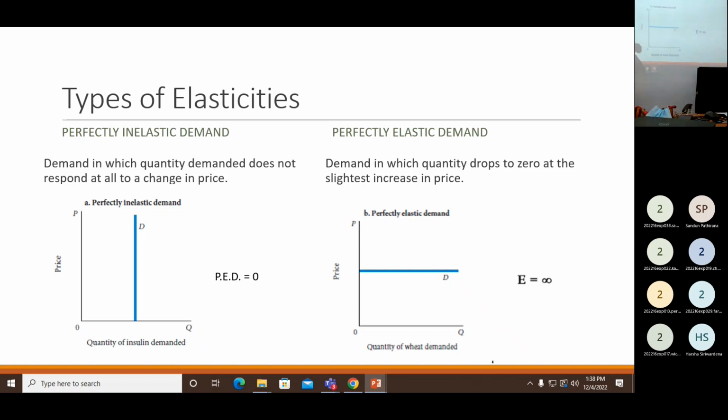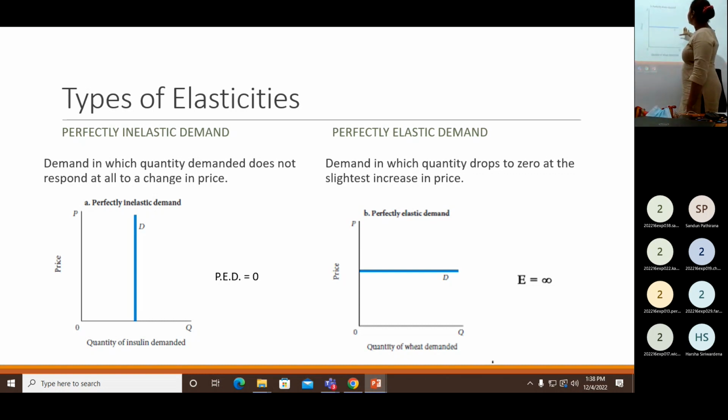So it's a vertical line parallel to the price axis, right? It's fixed. So this is called perfectly inelastic demand. It's not elastic. It's completely inelastic. That is perfectly inelastic demand. Clear? Then the other extreme is perfectly elastic demand.